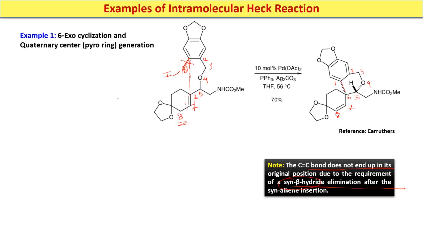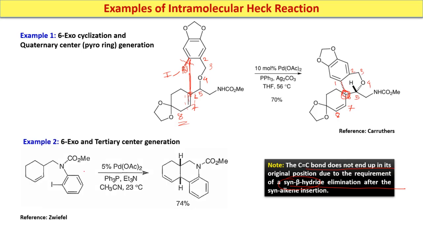Okay, so in this example this is 6-exo cyclization, because the attack is here. That means the double bond is outside the newly generated ring. Fine. And here we are getting a quaternary center at this position. This is a spiro ring also.